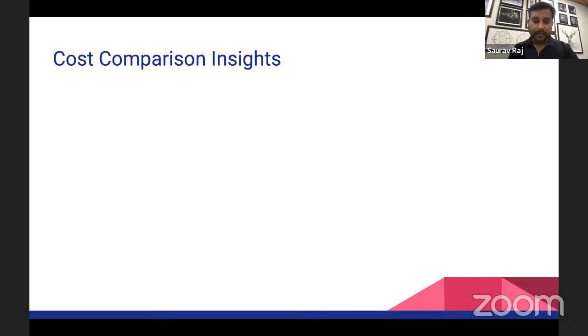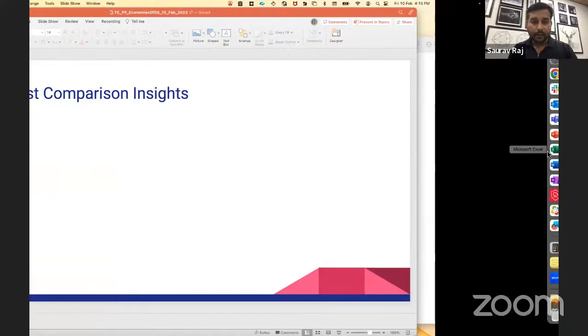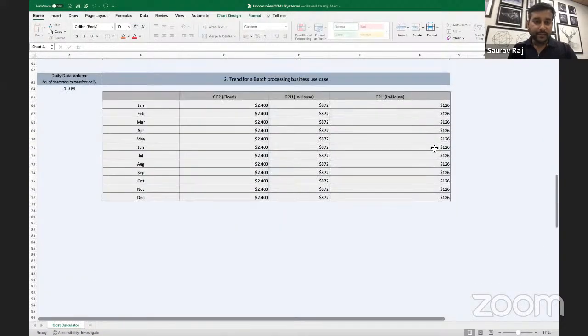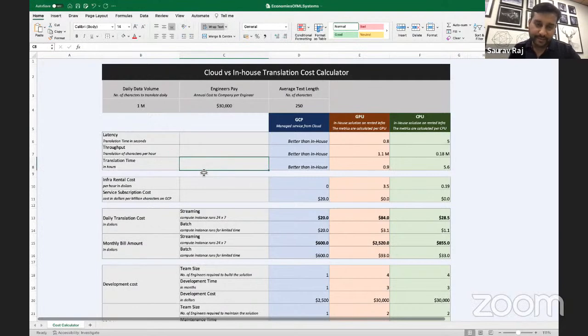So I'll start the discussion. For this comparison, we have built a cost analysis sheet. It's an Excel sheet, and here we have tried to capture all the important factors that we think can affect the translation cost, or the cost to the business for this use case.